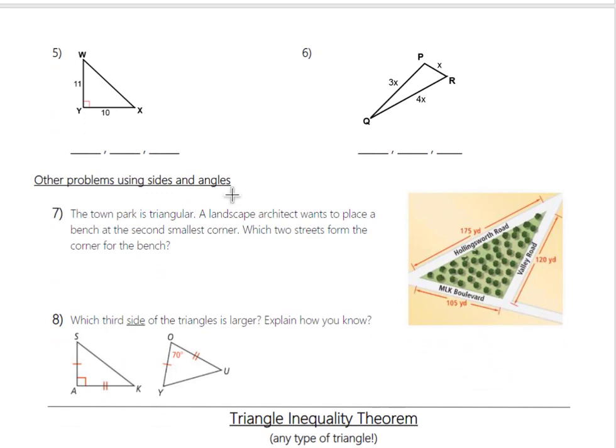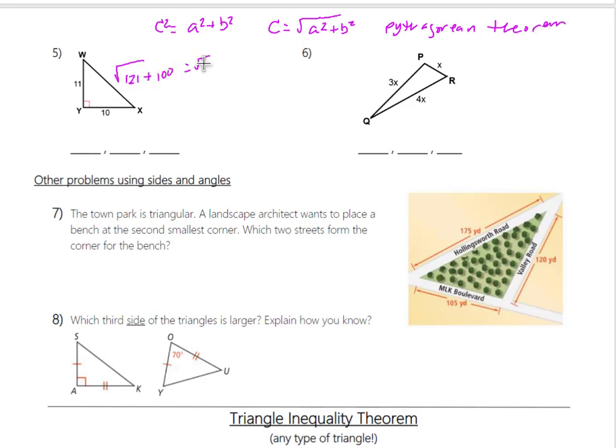Looking at number 5, we need to figure out what side WX length is. So we use the Pythagorean theorem. A squared plus B squared is equal to C squared. And 11 squared and 10 squared comes out to be 221. And the square root of 221 is a little bit less than 15 because 15 squared is 225. So just like 14.9 something. So we've got 11, 10, and 14.9.